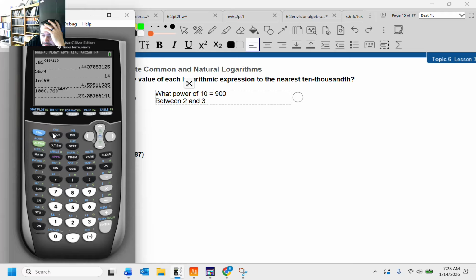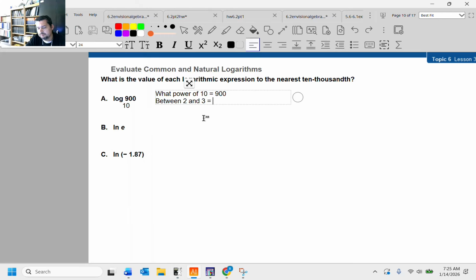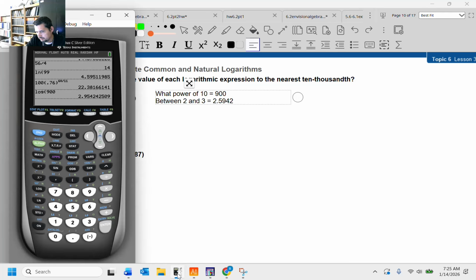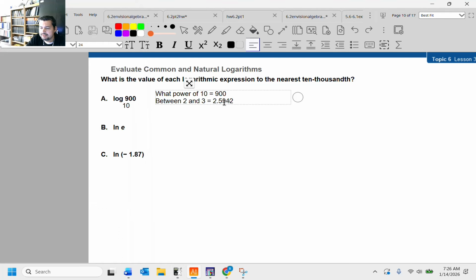If I was a guessing man, I'd say 2.6 something. But I don't have a clue. I don't feel like doing that math. Yeah, I was way off. It's 2.9542. All right. Dyslexia kicking in strong this morning.